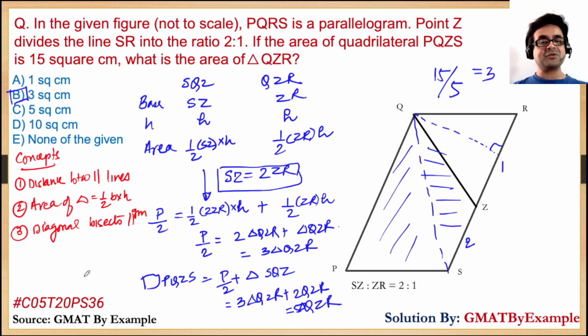There are many other ways to set up the equation. However, you will get the same answer of 3 square units for the triangle QZR. My recommendation is you take a pen and paper and try to solve it on your own by setting up the equations the way you want to. In the end, you would apply these 3 concepts to get to these answers.